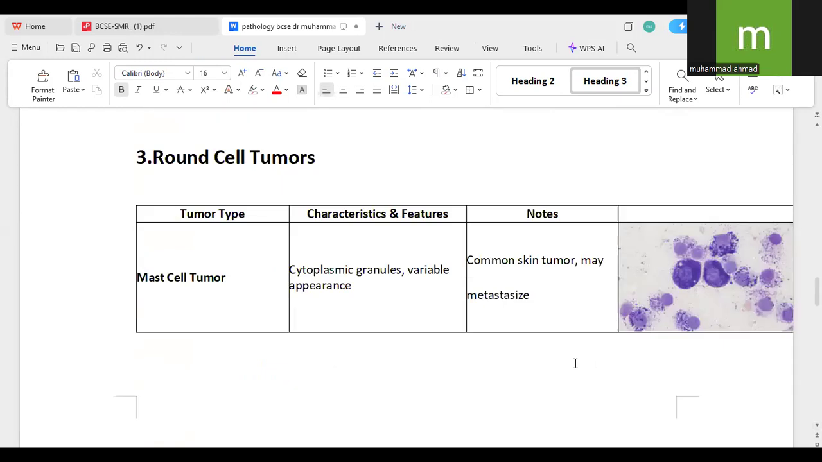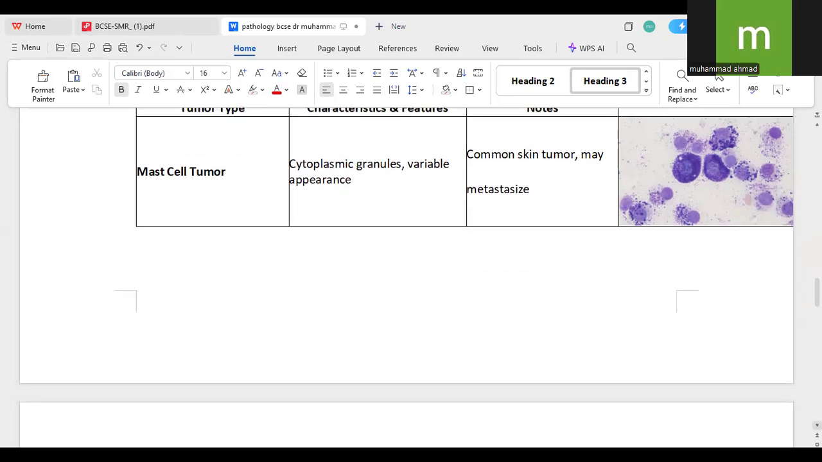Let's discuss different tumors. These are mast cells. They may give the picture. You have to remember this picture. This is the mast cell tumor. This may be metastasized. Basically, this has cytoplasmic granules with variable appearance, and you can see blue dots in the cytoplasm, and this can metastasize.